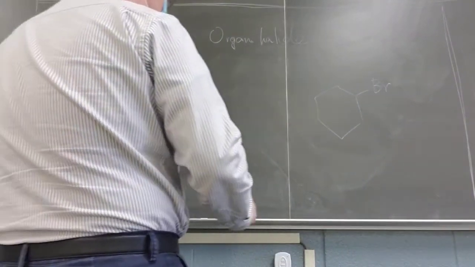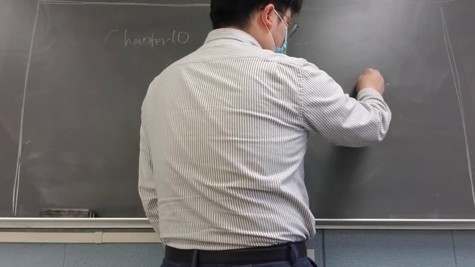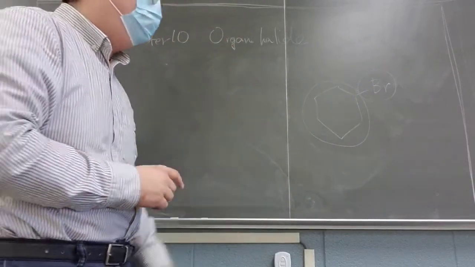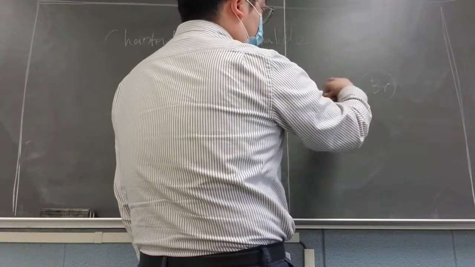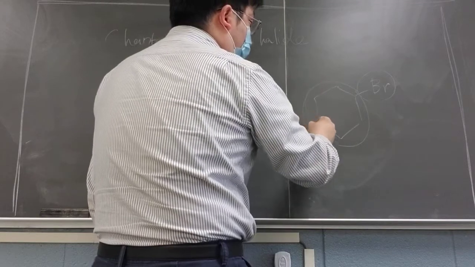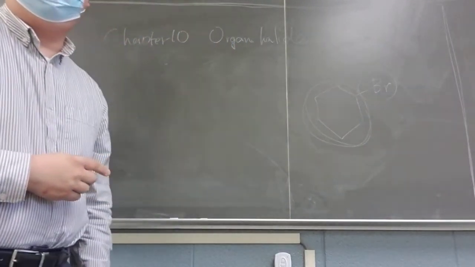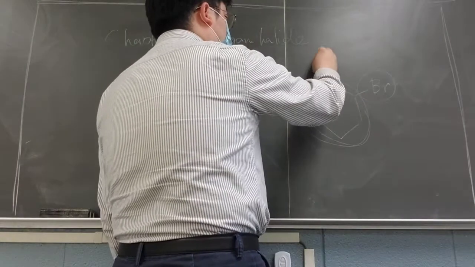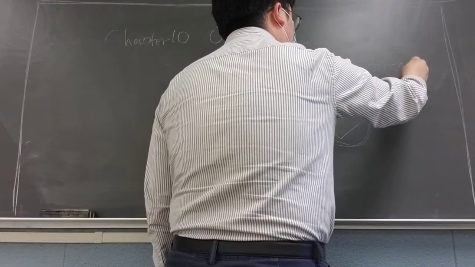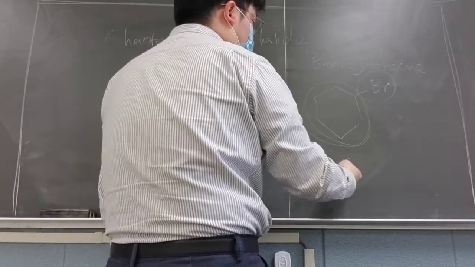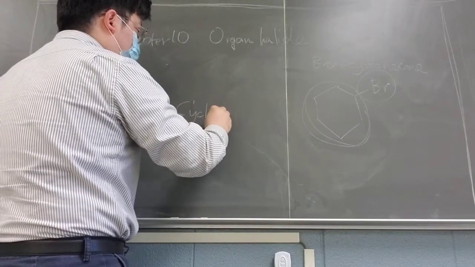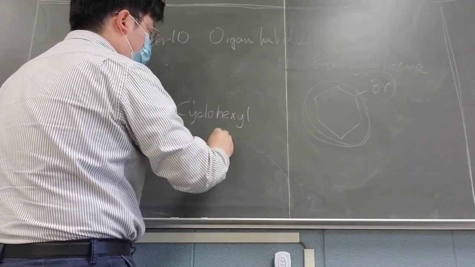Okay. So obviously you can do bromocyclohexane, right? That's the first one. And you don't have to put a number 1 because it's a cyclic compound. And then you can also do cyclohexyl bromide. It's 2 different ways. Bromocyclohexane, you don't have to put 1 because it's cyclic. You can also do cyclohexyl bromide.